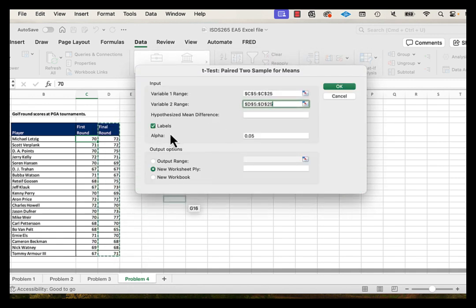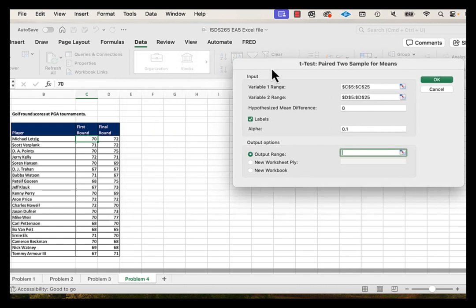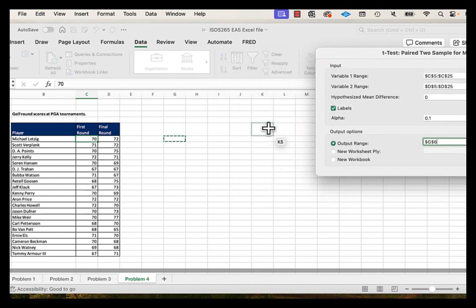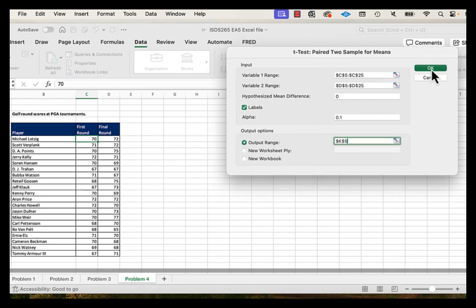Make sure you check the box that says labels. Hypothesized mean difference, 0. Always 0. Do not calculate the sample averages and put that in as the hypothesized mean difference. That's not what this is asking for. The significance level we're using is 0.10, so we'll enter that. We have the labels box checked, and I'm going to put the output range farther over here. Okay, then hit OK.